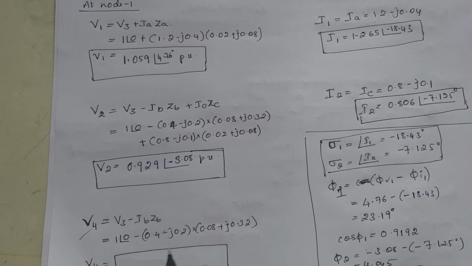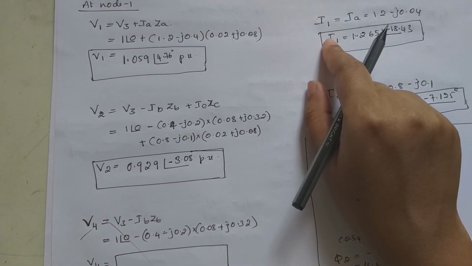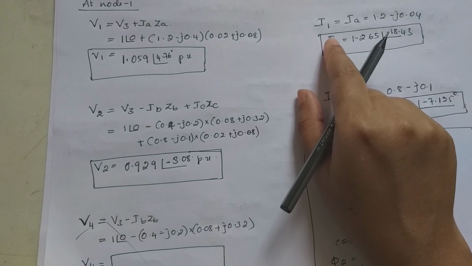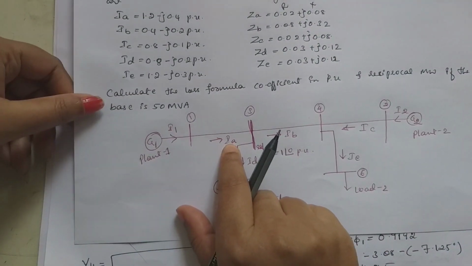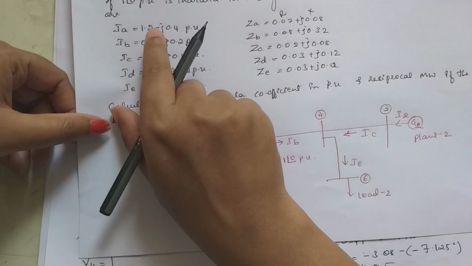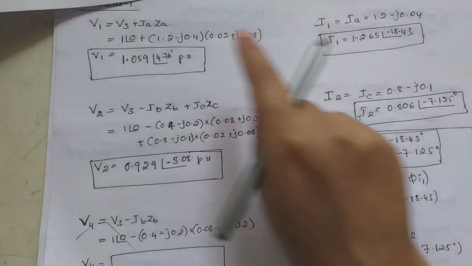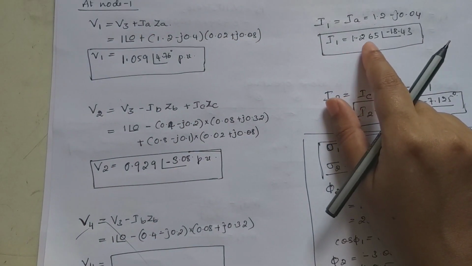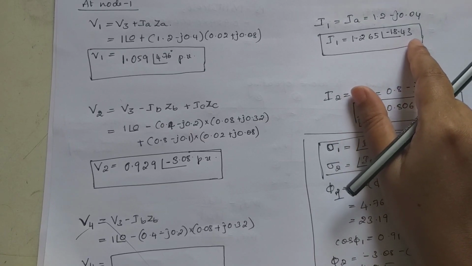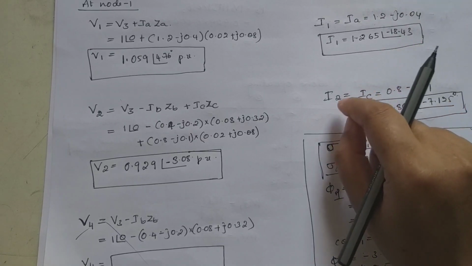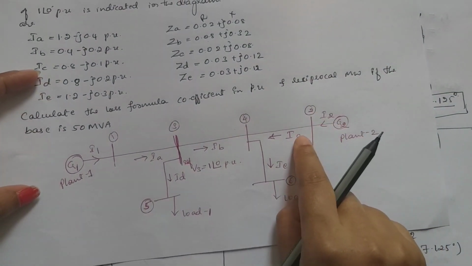So there is no need to calculate V4. Next we need to calculate the value of I1. By looking at the network, we can say that I1 is equal to IA, which is equal to 1.2 minus J 0.4. Converting it into polar form, we get 1.265 at an angle minus 18.43 degrees, correct?